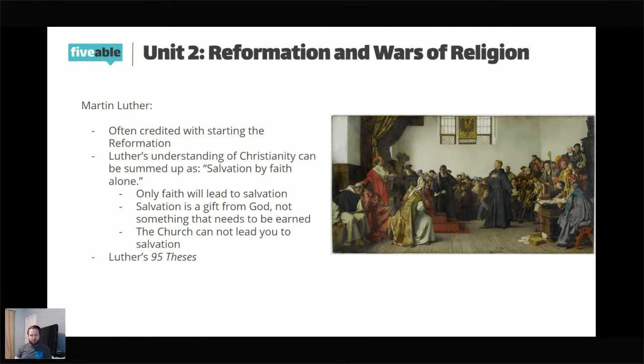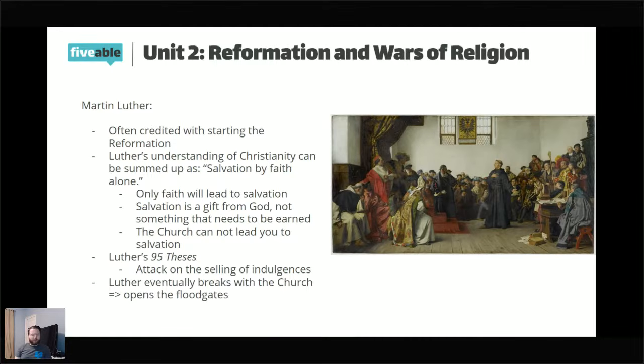Now, famously, Luther publishes his 95 Theses and nails it to the church door of Wittenberg, and that kicks things off. It was really an attack on the selling of indulgences. It does talk broadly about bigger problems within the church, but really it's focused on the selling of indulgences more than anything else.